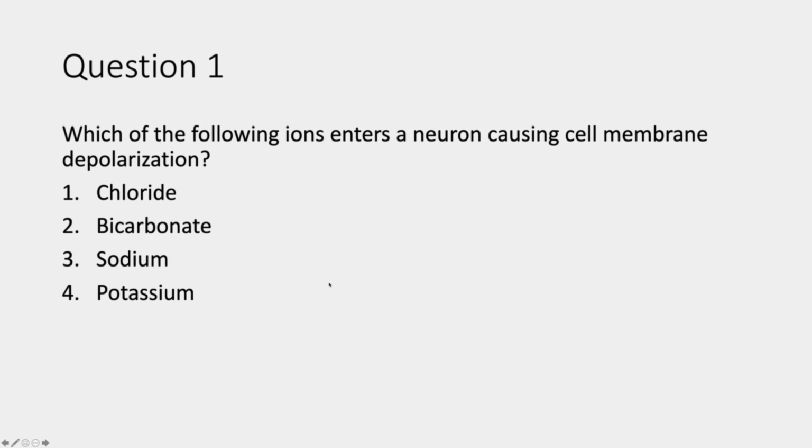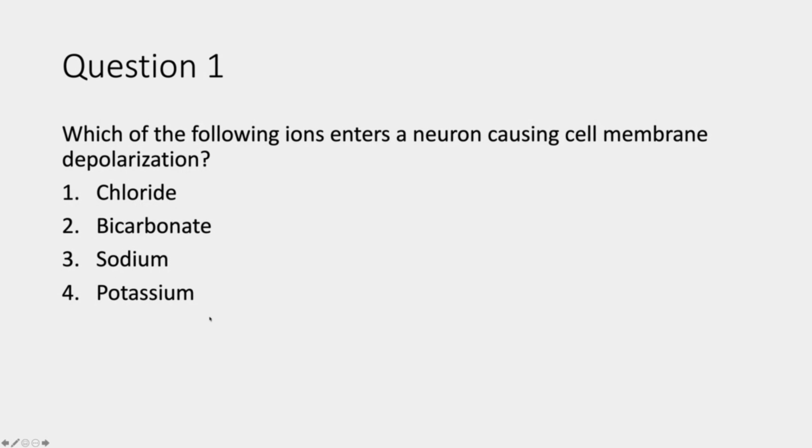Okay, when sodium channels open, sodium will rush inside the cells, making the inner part of the cell less negative. Okay, if chloride or bicarbonate enter the cell, it is going to be more negative because these two are anions.